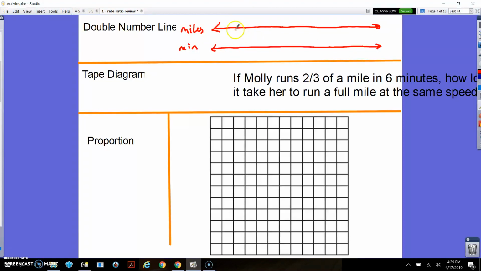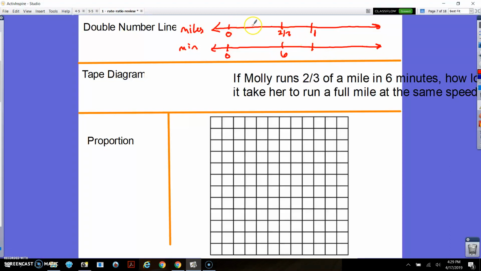And the one I know is, obviously she runs 0 miles in 0 minutes. That's always a nice one to put on your double number line. I know she runs 2/3 of a mile in 6 minutes. And I want to know how many minutes it is to run 1 mile. 1 mile, how many minutes, right?